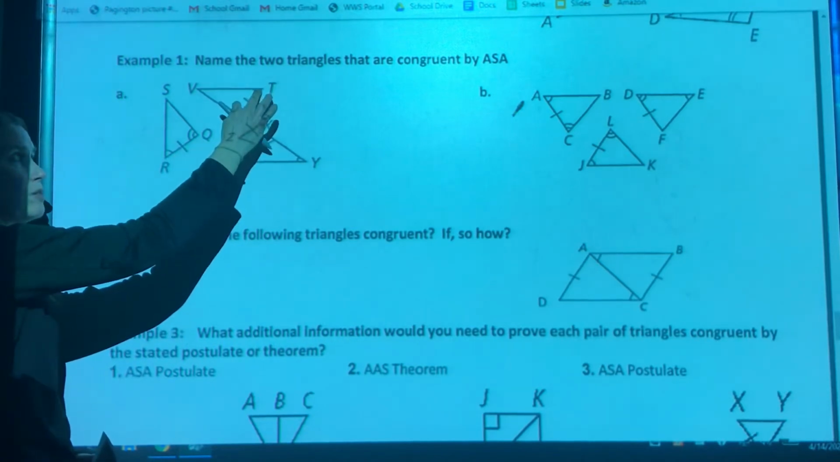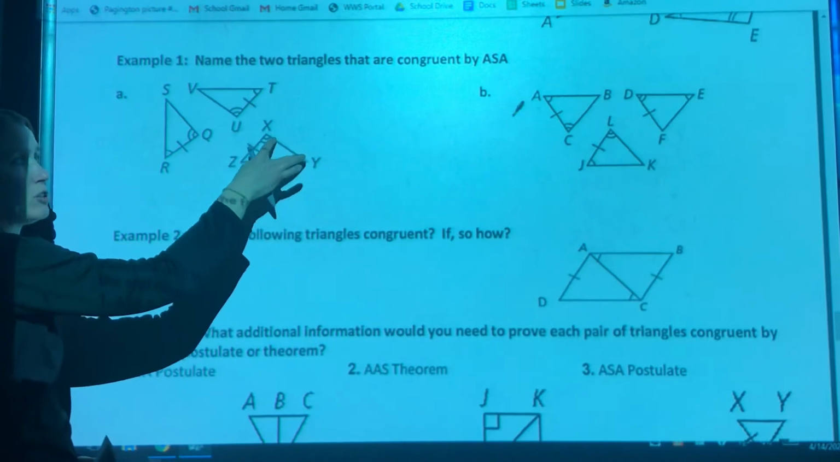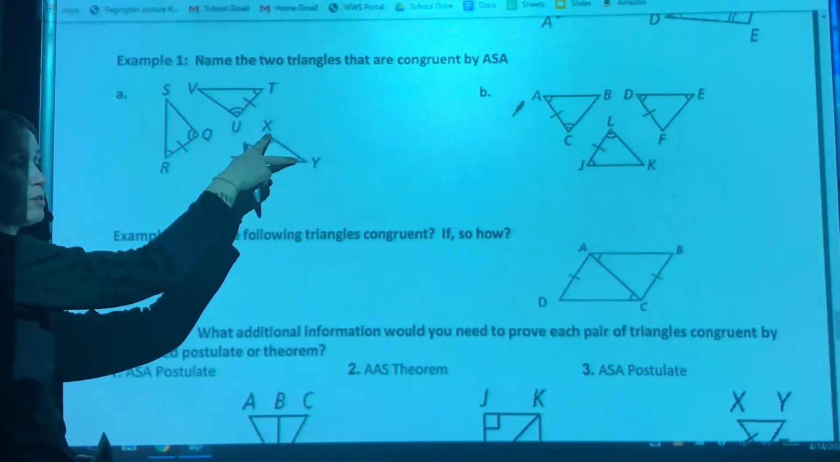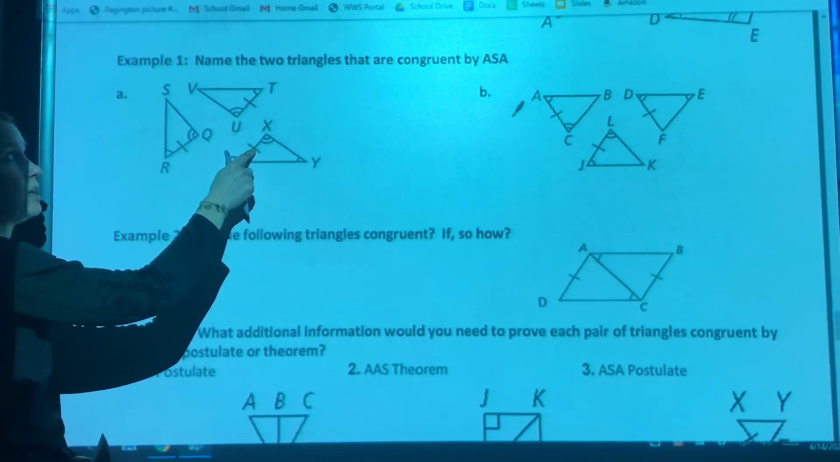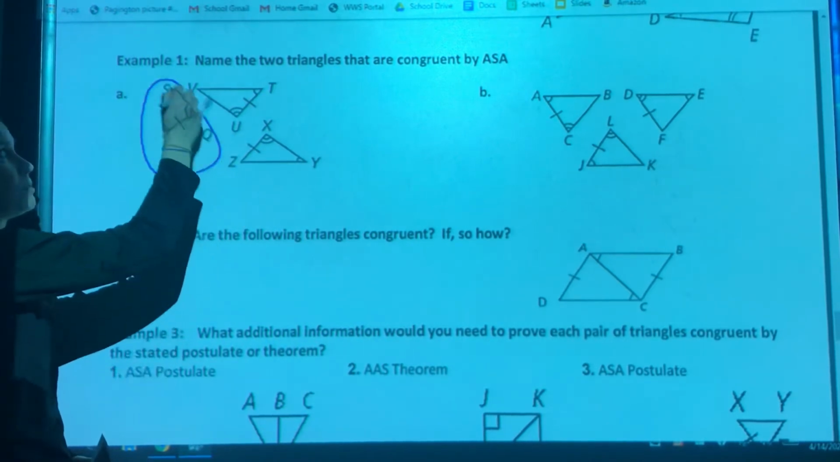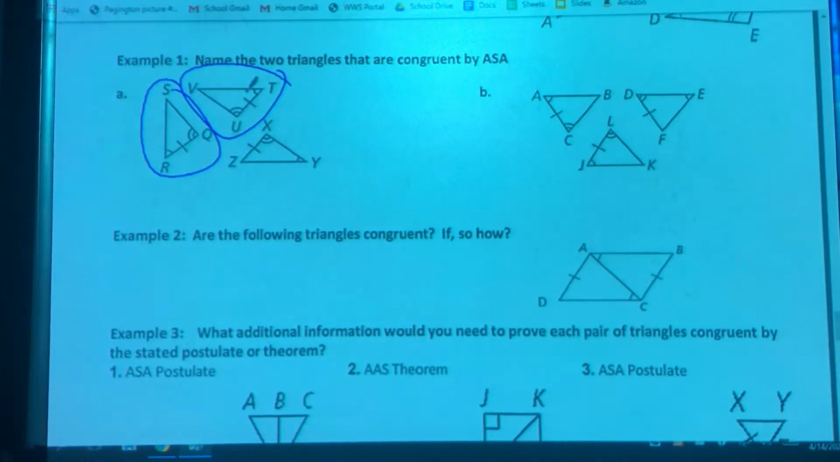Here I see two angles marked and a side, and the side's right between the two angles. Here I see two angles marked congruent and a side, but the side is not right in between the two angles. So it needs to be this one and this one that are the congruent ones.